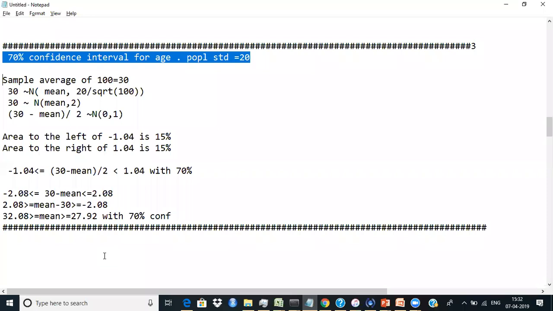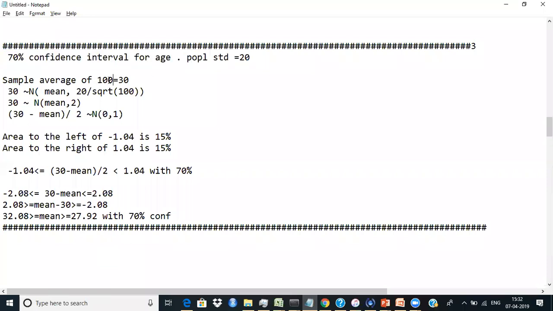No. When I say sample average of 100 equal to 30, the sample average is 30, the sample size is 100. One sample which has 100 observations, because I wanted to demonstrate that if you plot those 10 samples, it would have become a bell curve. But now we know it will be a bell curve, so now we can deal with only one sample.